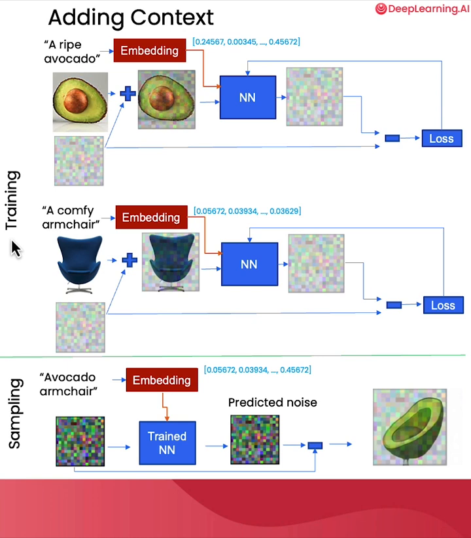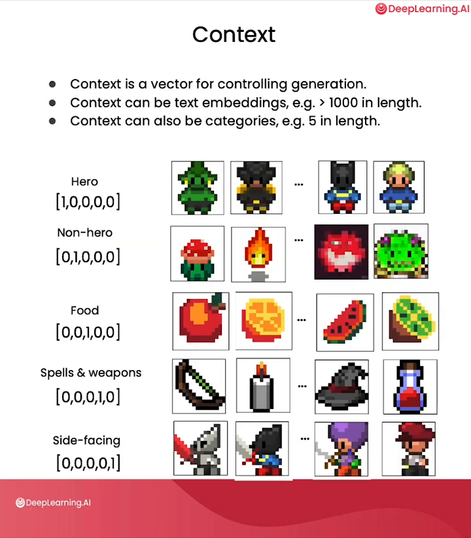And the magic of this is because you can embed the words avocado armchair into this embedding that has a bit of avocado in there, a bit of armchair in there, put that through the neural network, have it predict noise, subtract that noise out, and get, lo and behold, an avocado armchair. So more broadly, context is a vector that can control generation. Context can be, just as we have seen now, the text embeddings of that avocado armchair that's very long.